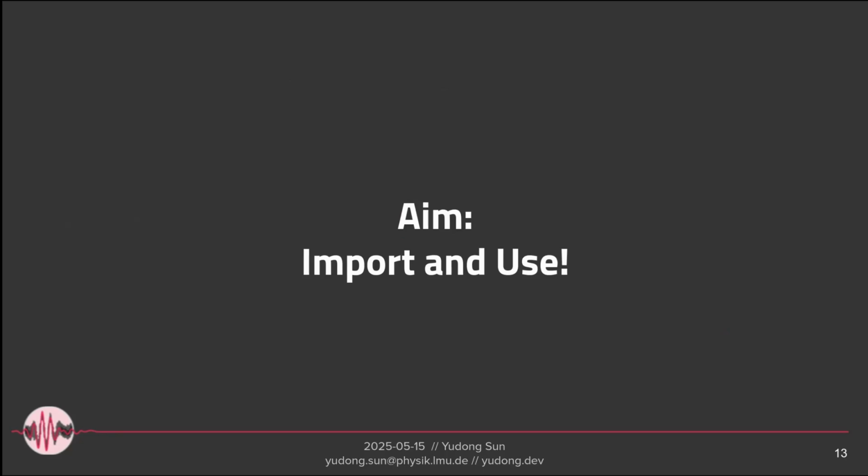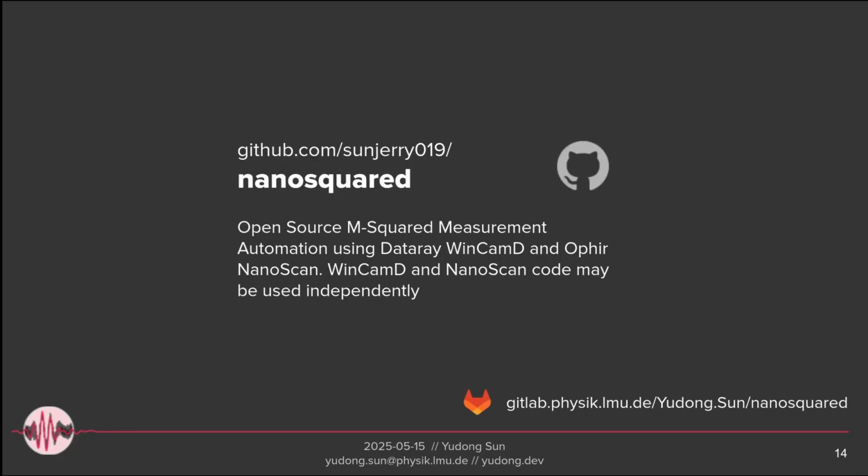The goal was to basically import and use it, to really reduce the overhead that people would have if they want to use this code and automate the stuff in the lab. And this is the project I was working on. It's called NanoSquared. It is one of the projects where I was lucky enough to have the luxury of making code good, and really making code in a way that is sustainable and extensible.